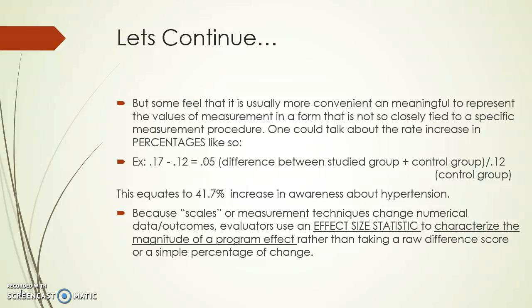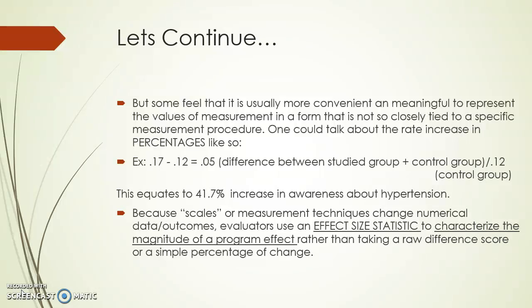What you do is you take the difference, 0.17 minus 0.12, and you get 0.05, right? So that's the difference between the studied group and the control group. And then you divide it by the total in the control group. And this gives us a percentage of 41.7 increase in awareness about hypertension.